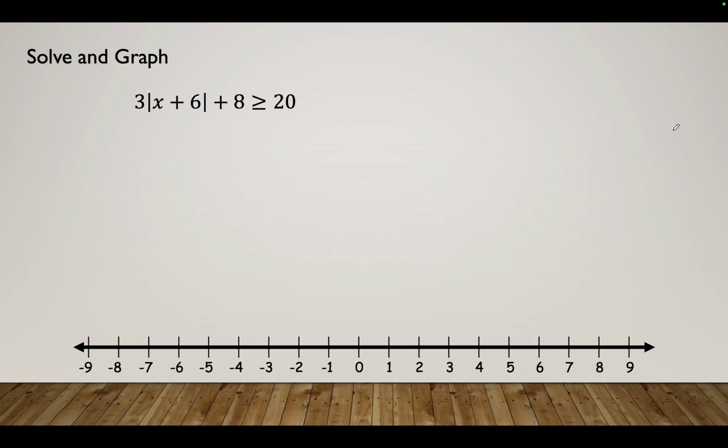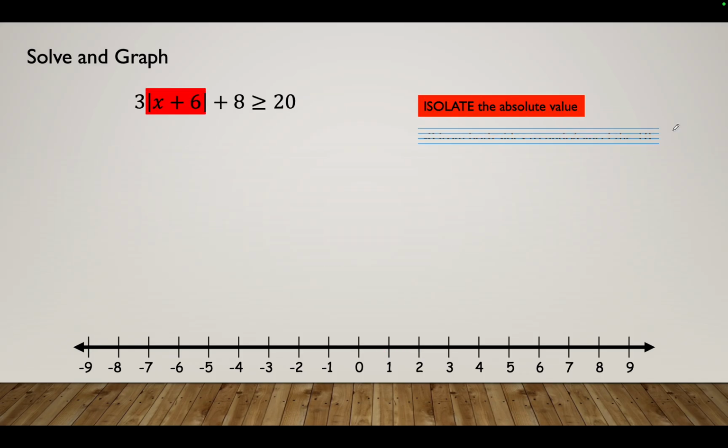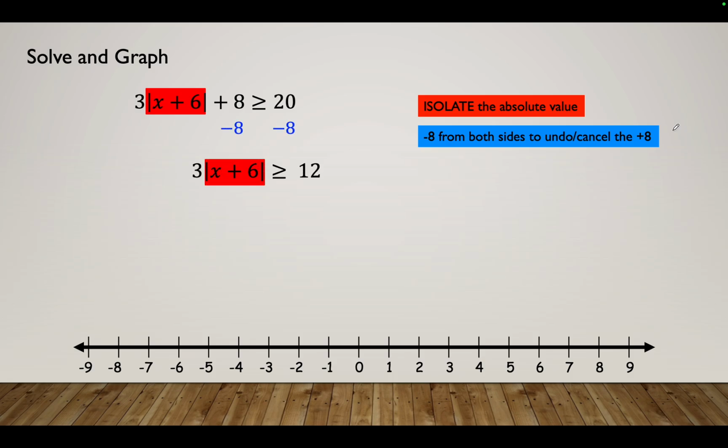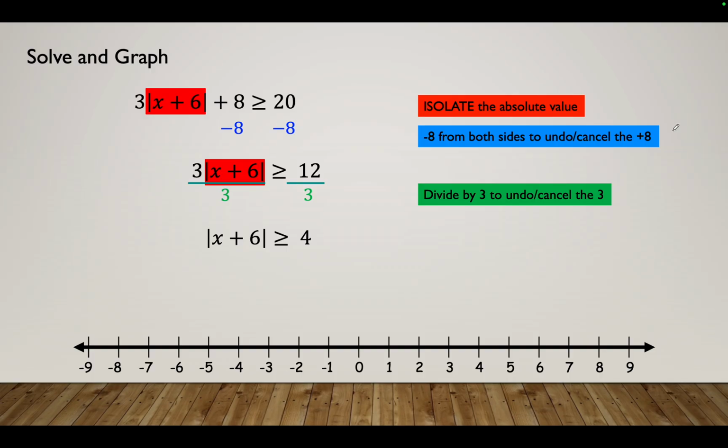All right, let's solve this one. We need to isolate the absolute value. So we subtract 8 from both sides. Then we're going to divide by 3 on both sides. This time we're good. We have absolute value of x plus 6 is greater than or equal to 4.